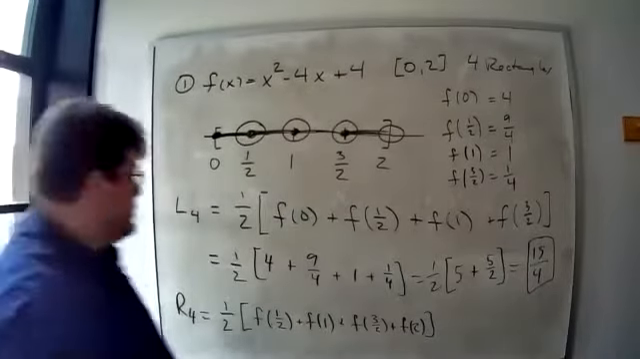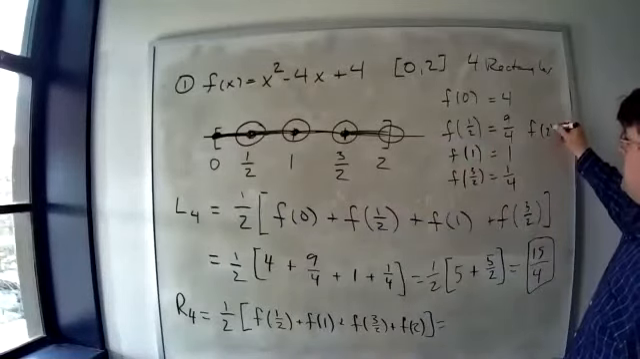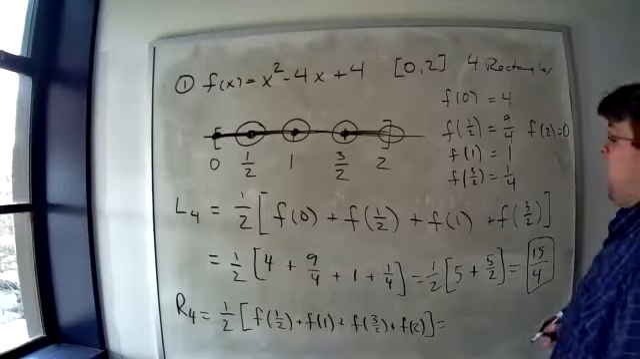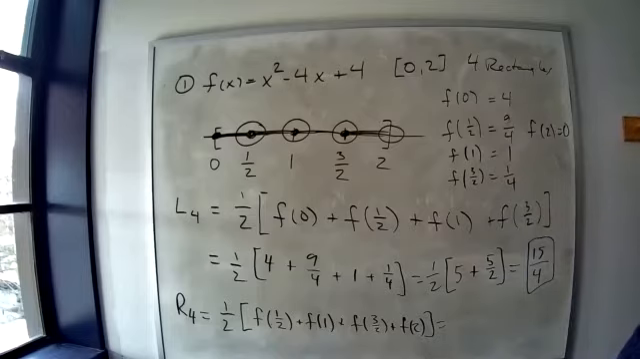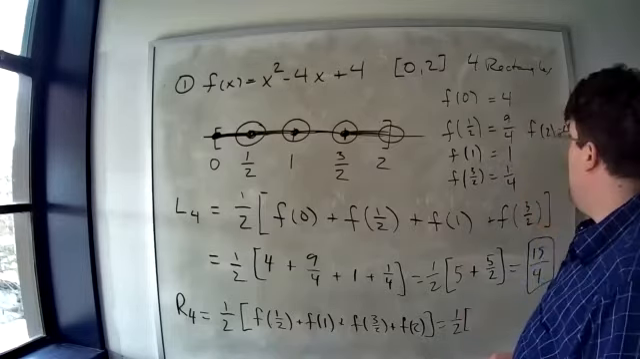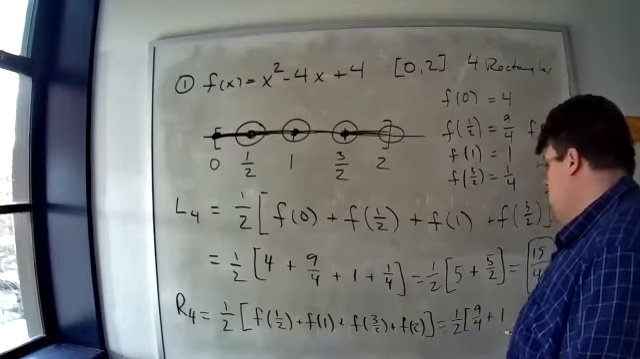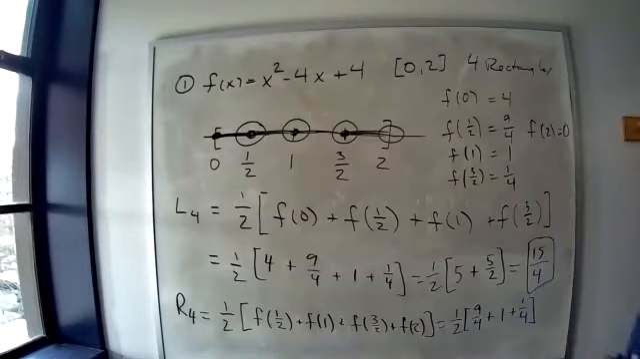So we use the right endpoints instead, and we have most of those values up here. We don't have f of 2. F of 2 is 0 here because you get 4 minus 8 plus 4, so 0. So what do we get? We get 1/2 times f of 1/2 is 9/4. F of 1 is 1. F of the next number is 1/4, and f of 2 is 0, so I'm not even going to write that.